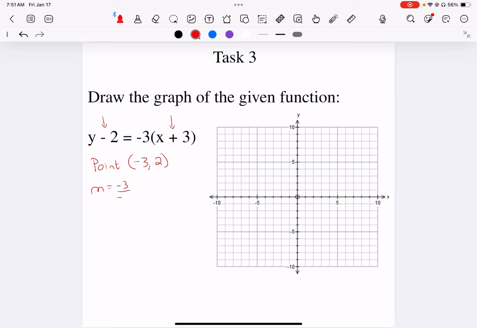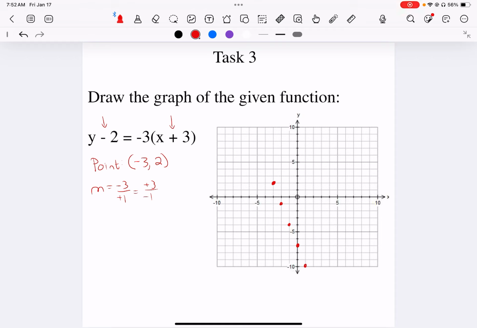So I can make that negative 3 over positive 1, or positive 3 over negative 1. Now I'm going to begin at my point. So that's negative 3, 2. And then I'm just going to use my slope and move from this point because the slope is the same from each point. So I could go down 3, 1 to the right, down 3, 1 to the right, and continue that.